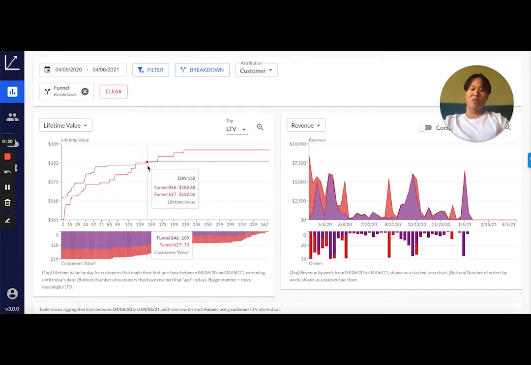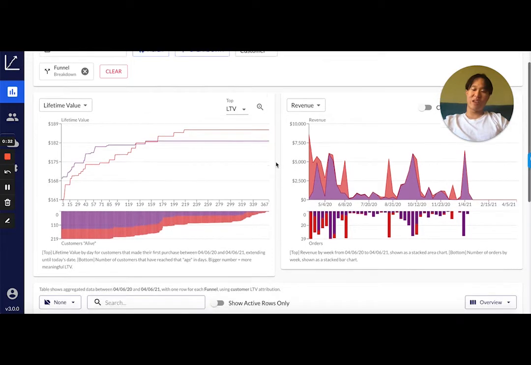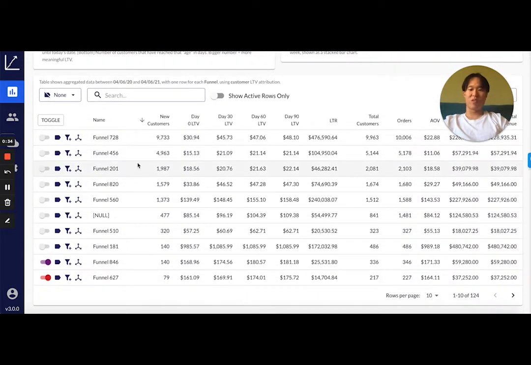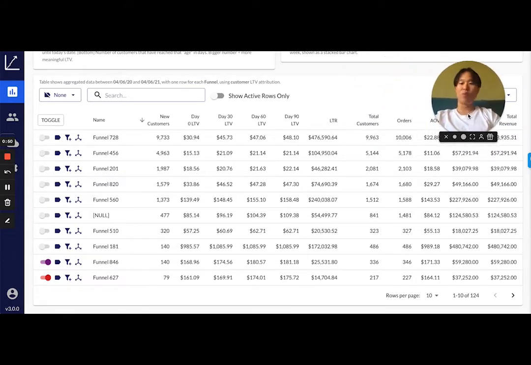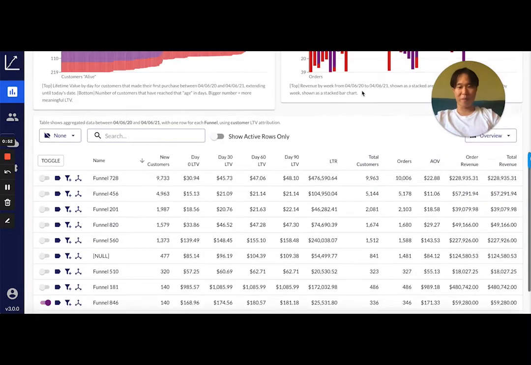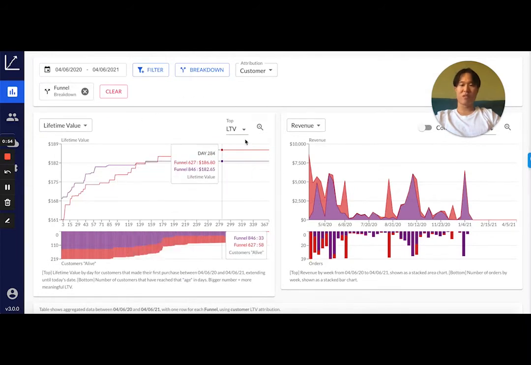Now, this LTV graph gets its data from this table down here that lists all the funnels because it's a funnel breakdown. New customers, day 0, 30, 60, 90 LTV. There's also a table for LTR, total customer, orders, AOV, order revenue, and total revenue, which I'll get to in another video, don't worry. So let's go back to our example.